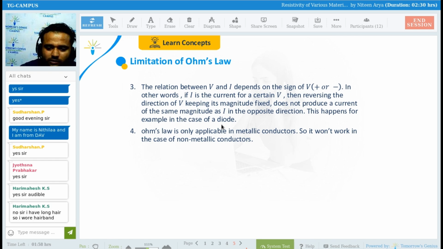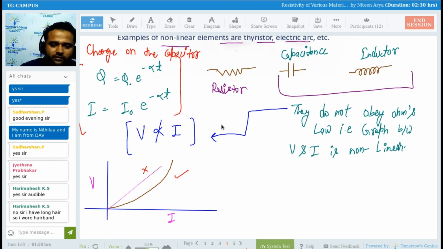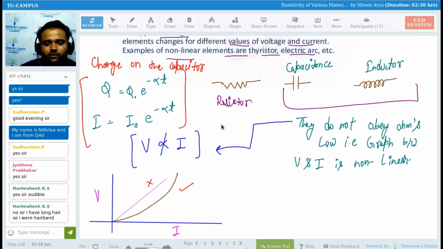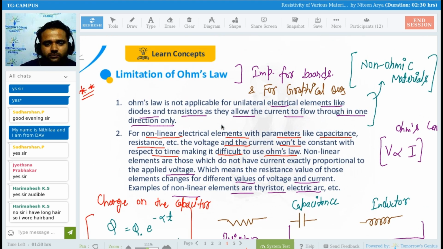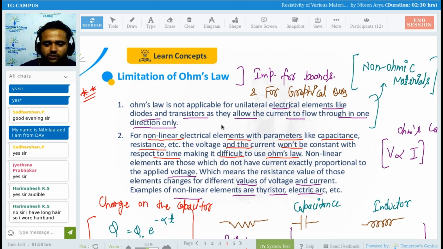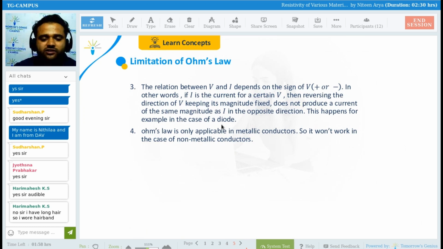Okay. So in the previous page, that is point number 2, I guess, right? Yes. So this is now your point number 3. Even you can see whatever I drew on the previous page is written over here. The relation between V and I does not depend on the sign of V, positive or negative. Like if we apply positive, that is going to be directly proportional. If we apply negative, that is not the case.